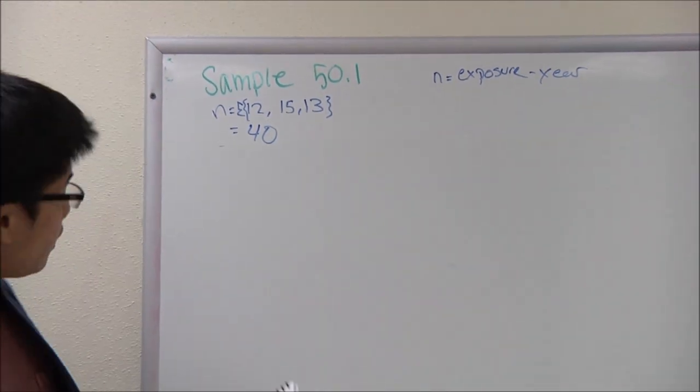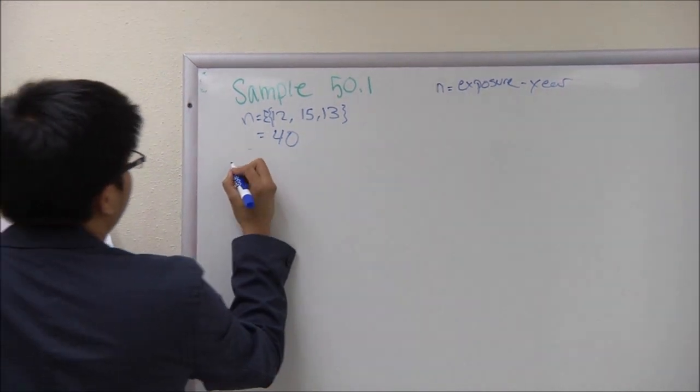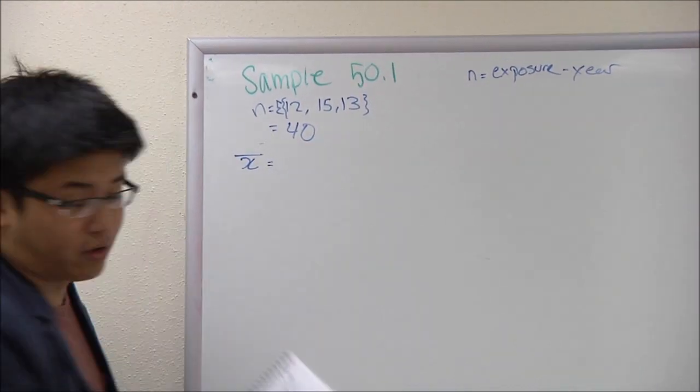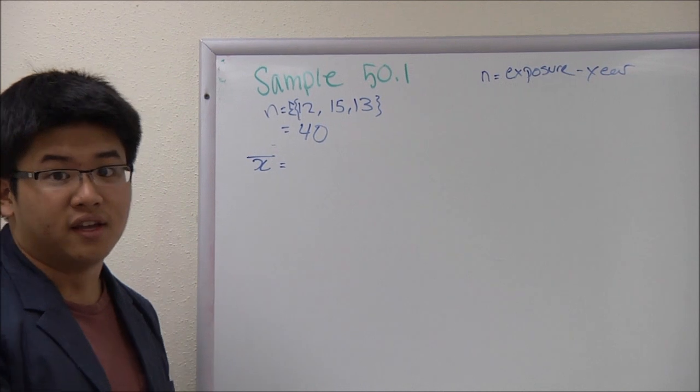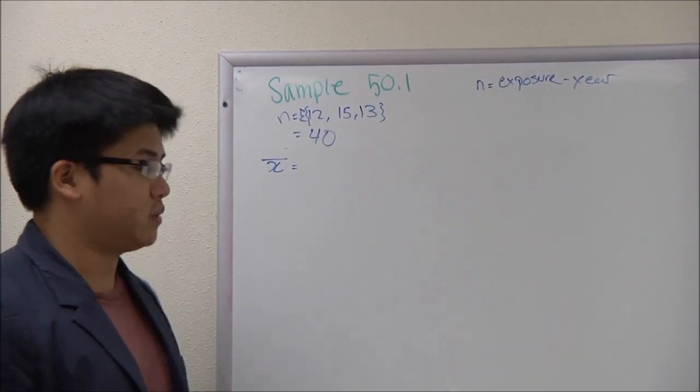Cool? So then you have to find X bar, right? So X bar is essentially the sum of all the aggregate losses divided by the total exposure units, right?